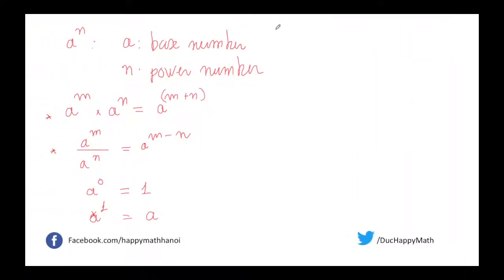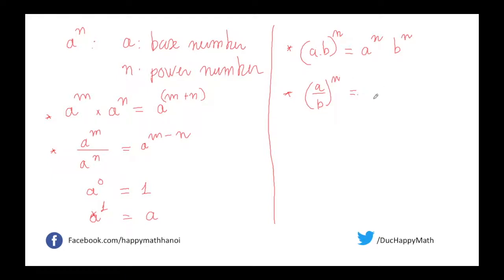Okay. So how about the bracket? With a times b inside the bracket and n outside, I will have a power to n times b power to n. In the same way with the division, a power to n divided by b power to n. And the composed power number, a power to n with the power to m outside, means you have a power to n times m.